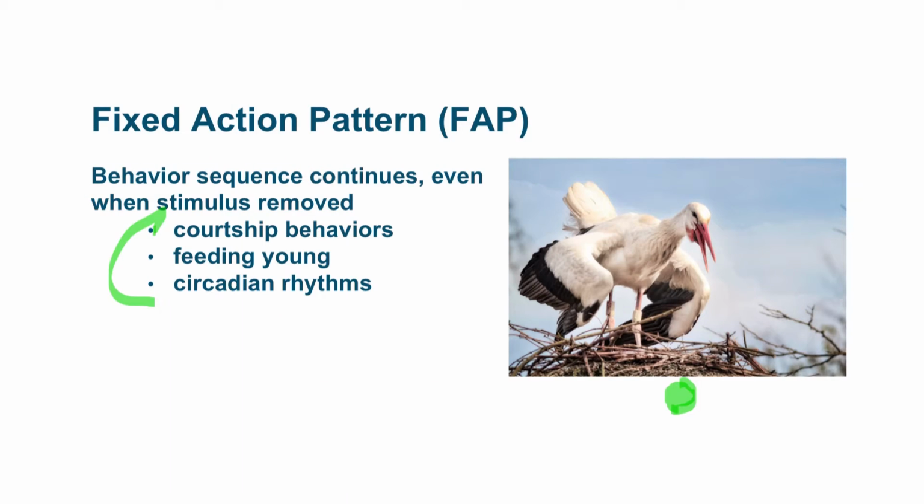A fixed action pattern is a behavioral sequence that continues even when a stimulus is removed. So examples of this are courtship behaviors, feeding young, and circadian rhythms. So this male stork here is performing a courtship dance, and he will continue to do that from the beginning to the end, even if the female that he was courting has left the scene.